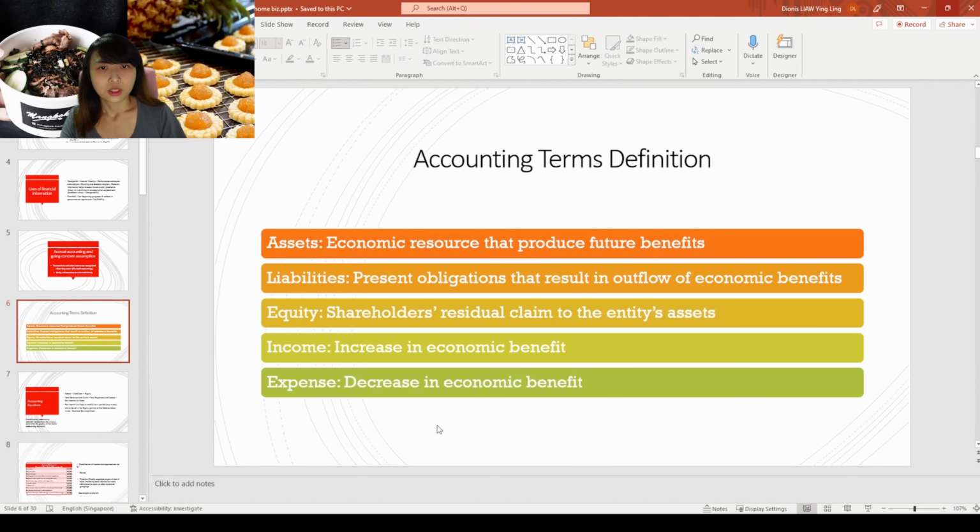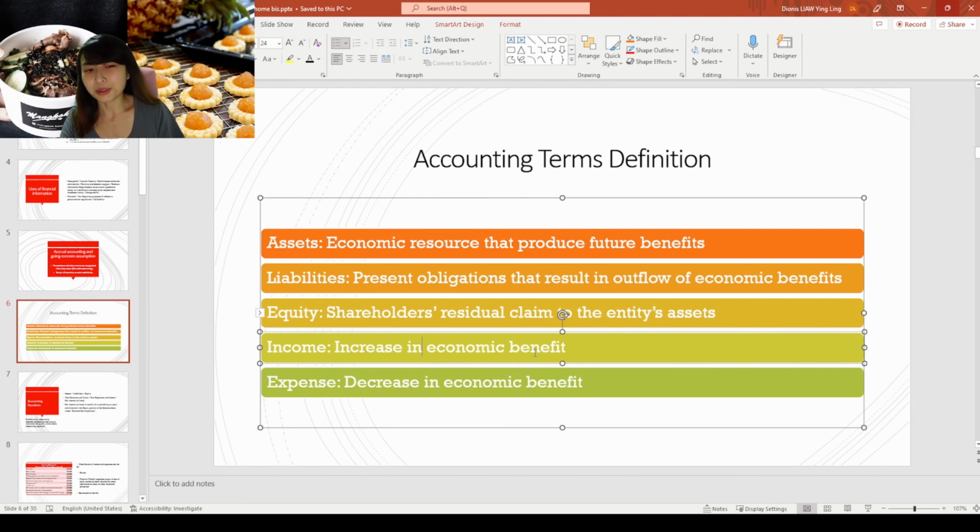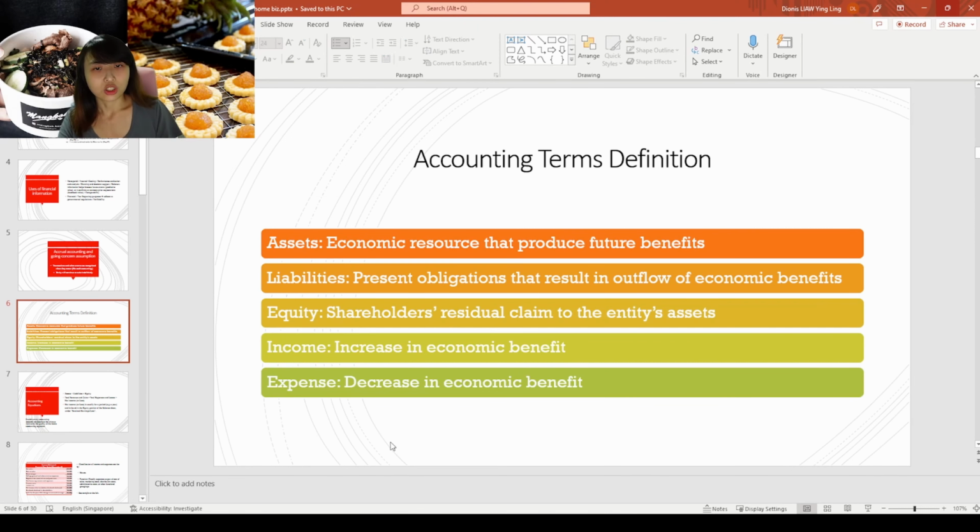Okay, so here are some accounting term definitions for your information. Assets, what's the definition of assets? An economic resource that can produce future benefits. Liabilities are present obligations that will result in an outflow of economic benefits in the future. Equity is a shareholder's residual claim to the entity's assets. So basically, assets equal liabilities plus equity. And then income, I believe everyone knows, is an increase in economic benefit. Then expense is a decrease in economic benefit.